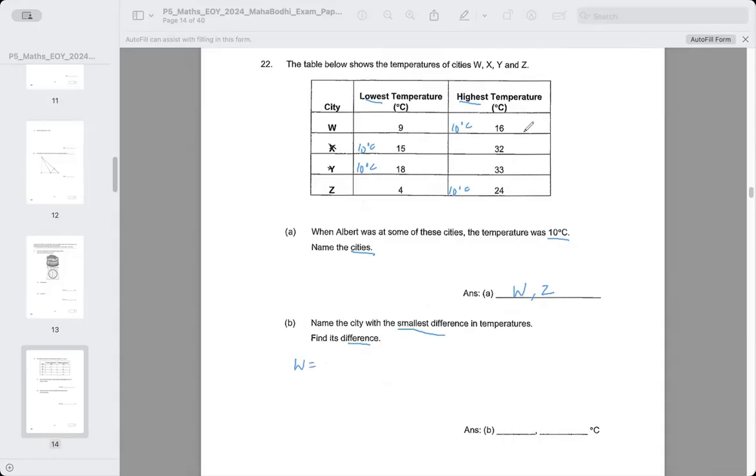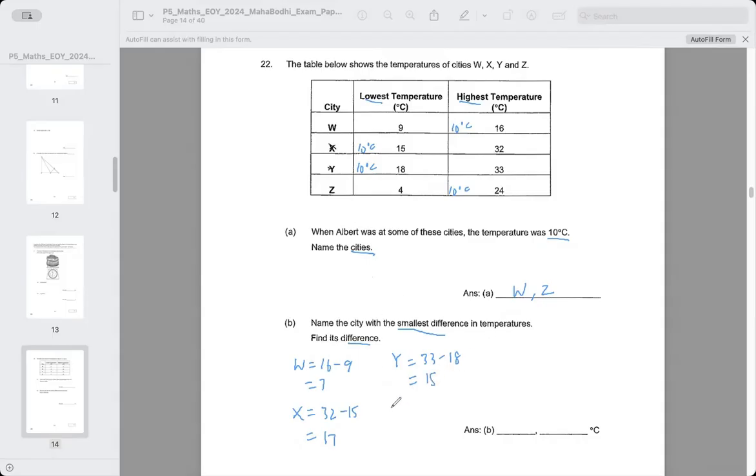For W, you always take the bigger one minus the smaller one. So it's 16 minus 9, we will get the difference of 7 degrees Celsius. Okay, next, city X, you take 32 minus 15, we will get a difference of 17 degrees Celsius. For city Y, you take 33 minus 18, we will get 15 degrees Celsius.